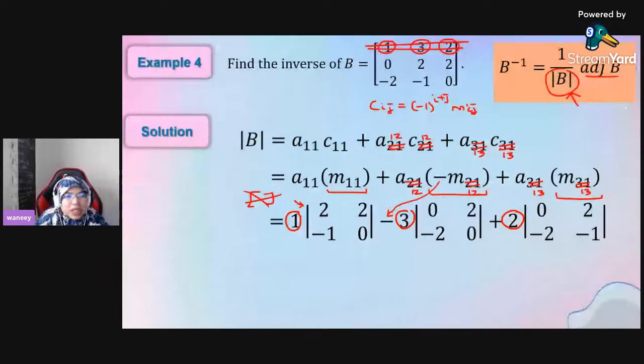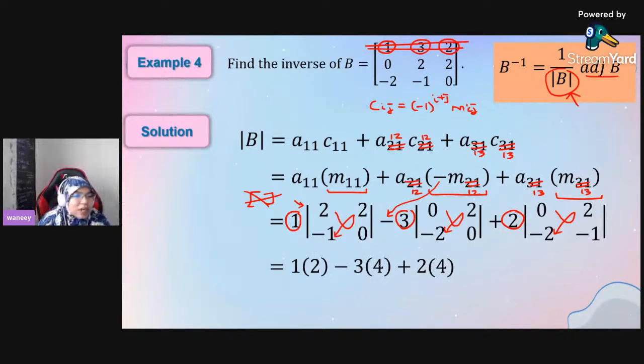Okay, and then of course AD minus BC, so A times D minus B times C, so 2 times 0 minus 2 times -1, and then AD minus BC again, 0 times 0 minus 2 times -2, and then 0 times -1 minus 2 times -2. So simplify them a little bit.